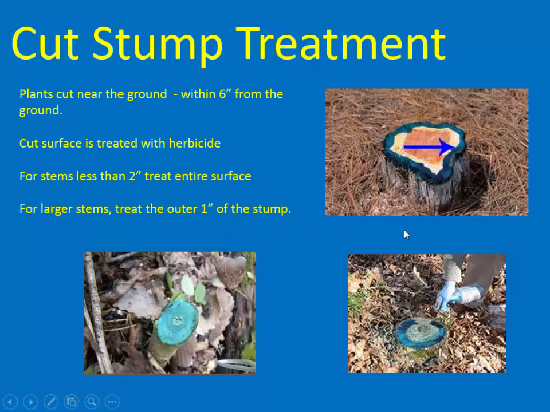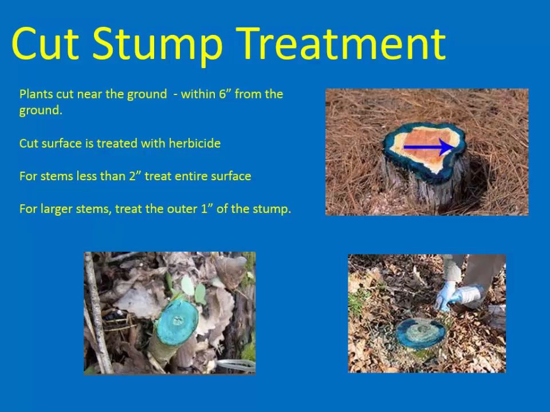If it's a small guy, under 2 inches, you just treat the entire stump. And if it's over that, you just treat the outer cambium layer. That's where all the action happens in the tree. That's where all the water and the nutrients are going up and down the tree. So all the center stuff is just support. Nothing's going on there. You can apply herbicide to that all day and it won't do any good.